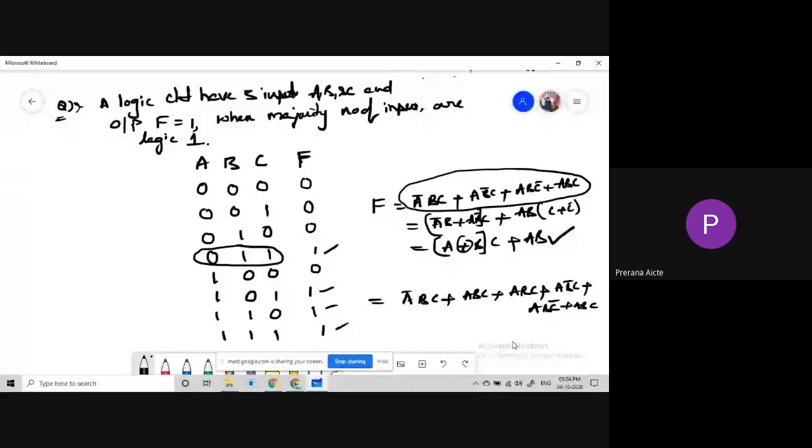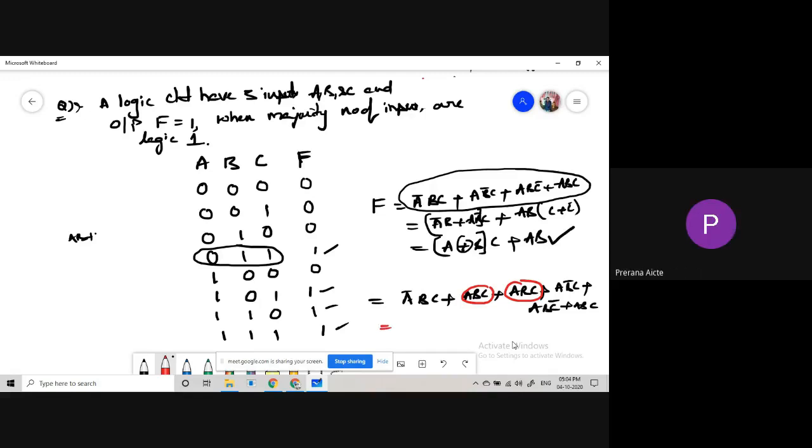So can I write this expression like this? What is the value of ABC plus ABC plus ABC? ABC only. So here I'm writing like this, adding two more ABCs. If we add like this, will this expression change or not? Not changed, sir. Yes, not changed.